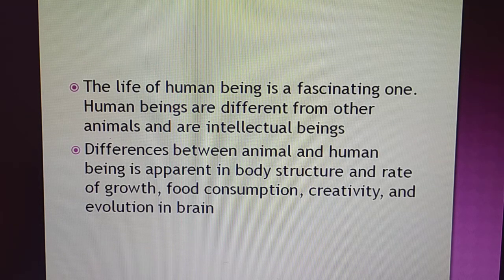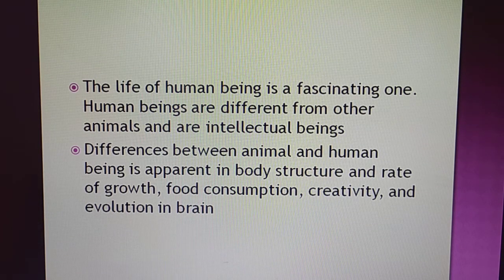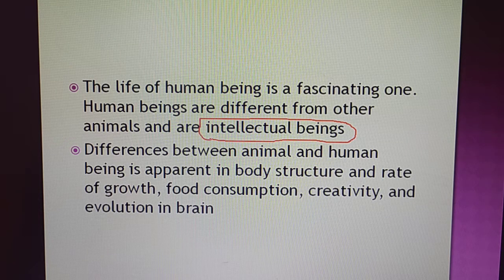Here we go. First of all, introduction. Before we start the lesson, there are a few things we should understand about human beings and society. The life of a human being is a fascinating and very interesting one. Human beings are different from other animals, and they are intellectual beings. If we compare human beings and other living beings, especially animals and birds, human life is completely different from other animals. Also, the human being is an intellectual person, more talented than other beings on the earth.